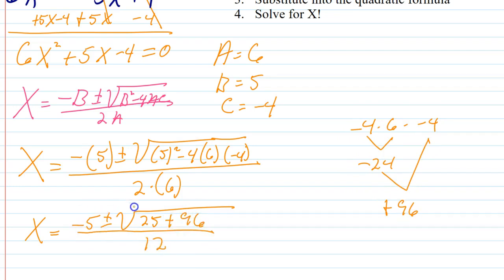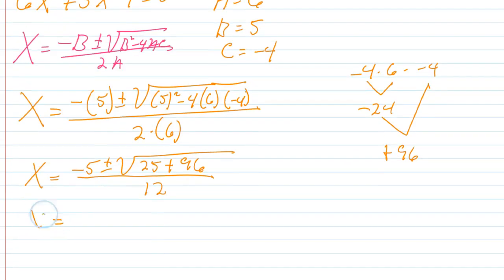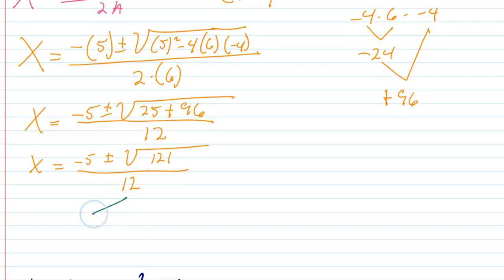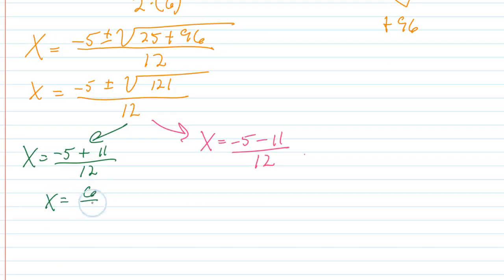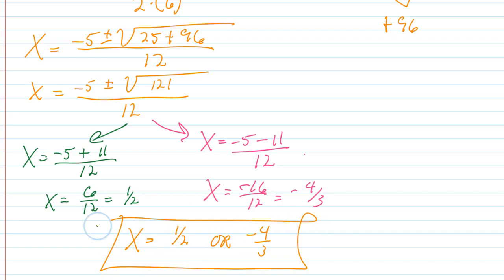You should have gotten negative 5 plus or minus the square root of 25 plus 96 over 12, which then simplifies to the square root of 121, still all over 12. At this point, you separate into two equations, the positive and the negative, and then continue simplifying. Gives you a final answer of x equals 1/2 or negative 4/3.